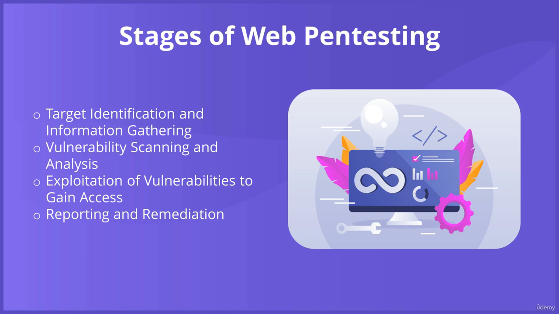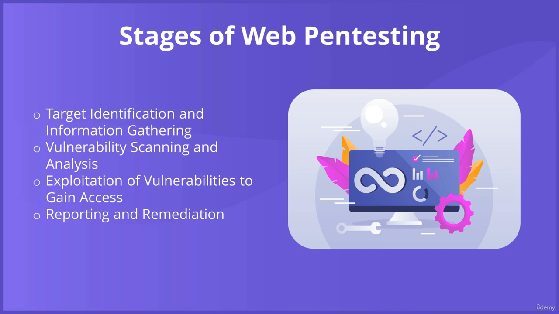Vulnerability scanning and analysis. So pen testers can use automated scanning tools, as well as manual testing techniques to identify commonly known vulnerabilities such as SQL injection, cross-site scripting, better known as XSS, insecure authentication mechanisms, and insecure direct object references, or IDOR. Vulnerability scanners help to identify known vulnerabilities, while manual analysis uncovers complex or unique issues that automated tools might actually miss.